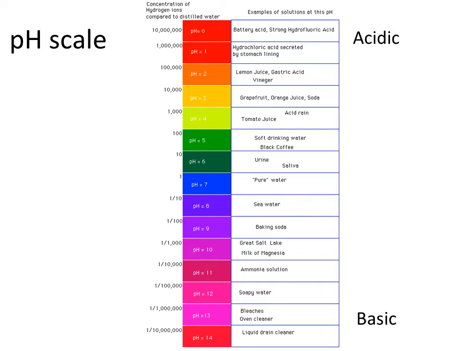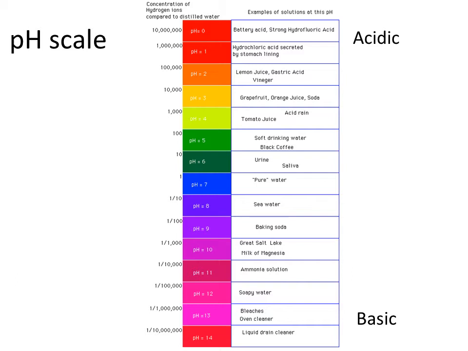In the middle of the scale, pH equal to 7, that's what we call neutral. Pure water is neutral pH. It's not acidic or basic. As the numbers get smaller, we get more and more acidic. As the numbers get larger, so between 7 and 14, we get more and more basic. Another word for basic is alkaline.